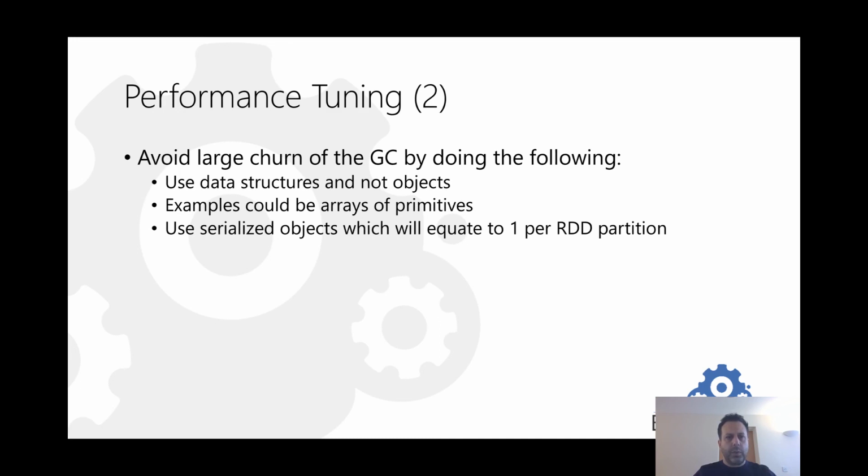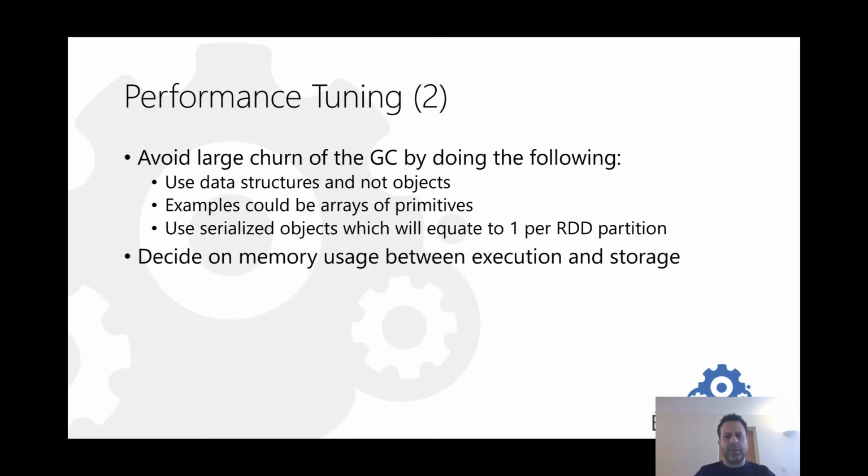So we tend to use data structures, and we've looked at schemas and not objects like Scala objects. We could use arrays of primitives, which are pretty quick. And if we use serialized objects, these will equate to 1 per RDD partition, which is how data gets partitioned across the cluster, which means that each serialized object is not 1 per task, it's 1 per partition.